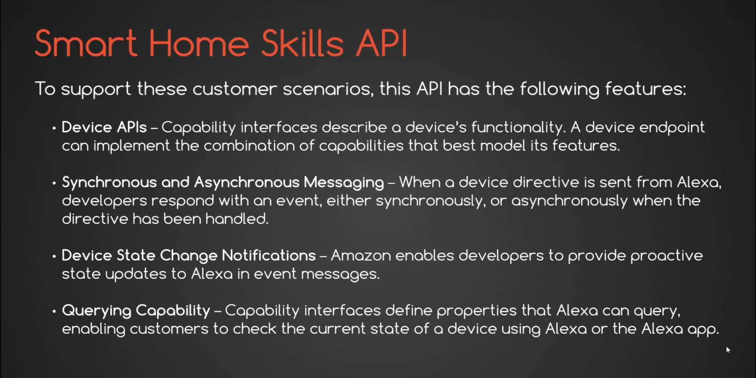And then it also provides a querying capability, which interfaces with defined properties that Alexa can use to check the status of a device. So as you can see, when you develop a smart home skill, you can change the setting of a device, send and receive messages from or about the status of that device, and you can also leverage this information for analytics and for detecting the state change of that device.